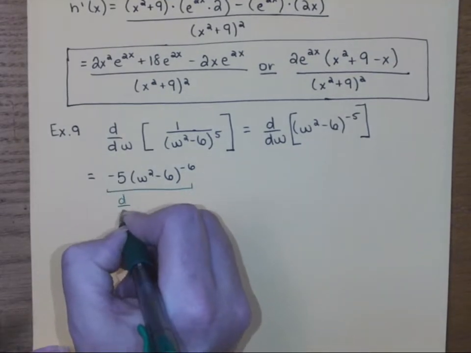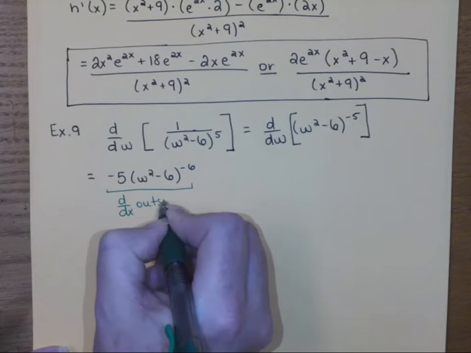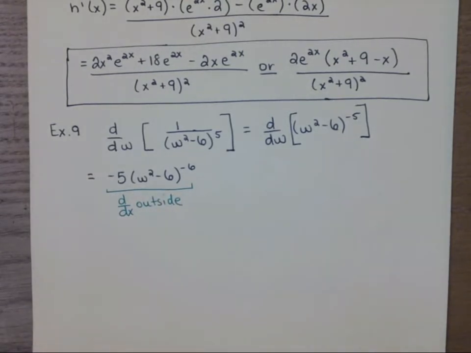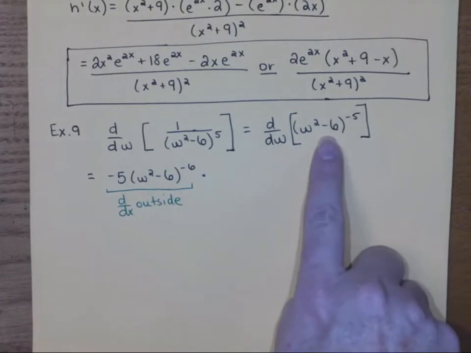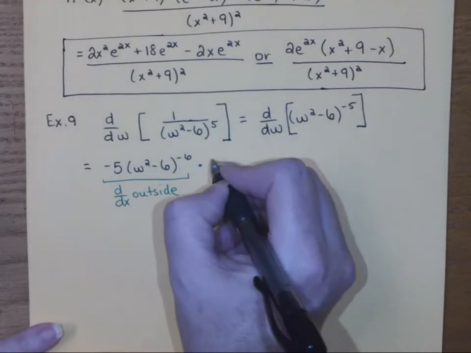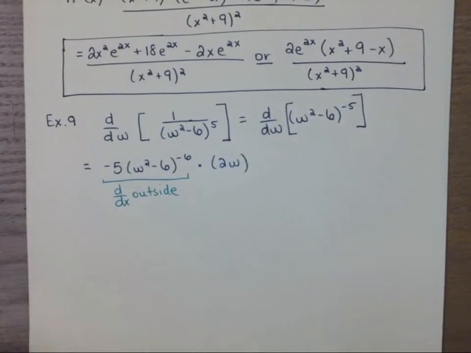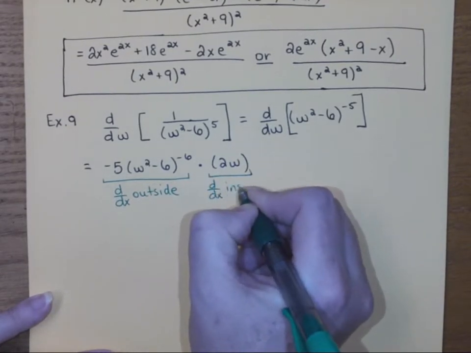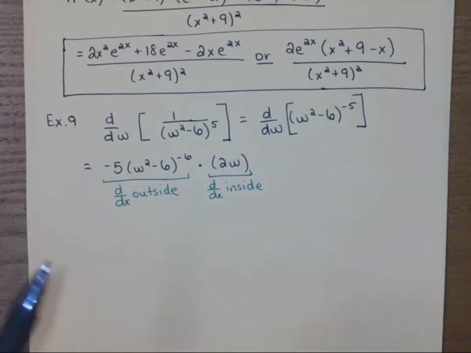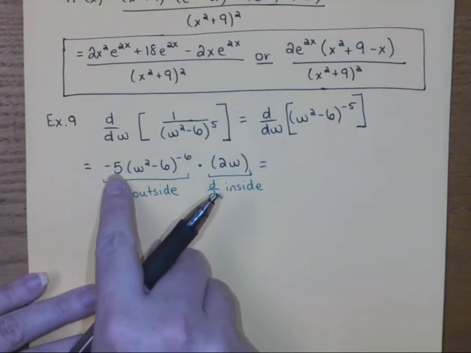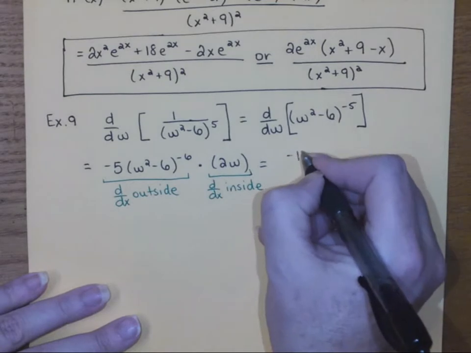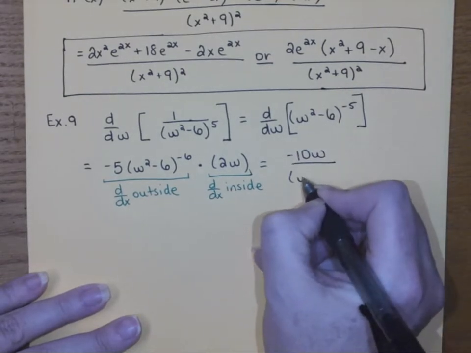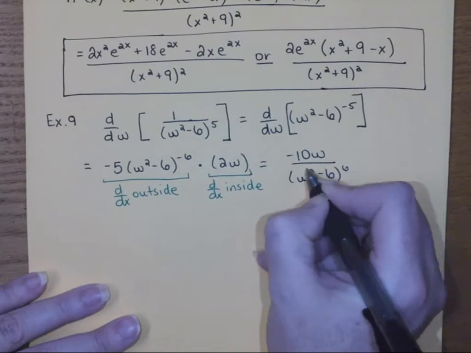This is only half of chain rule, though. This is the derivative of what I would call the outside piece. And then I still need to do the derivative of the inside. So the inside is the parentheses, right? So what's the derivative of the parentheses? Just 2w, right? So this would be the derivative of the inside. So let's see if we can clean this up and move things where they should go. Negative 5 times 2w is negative 10w. And then this thing moves to the bottom because of the negative exponent.